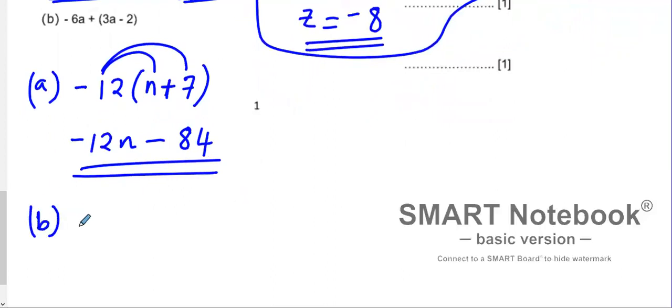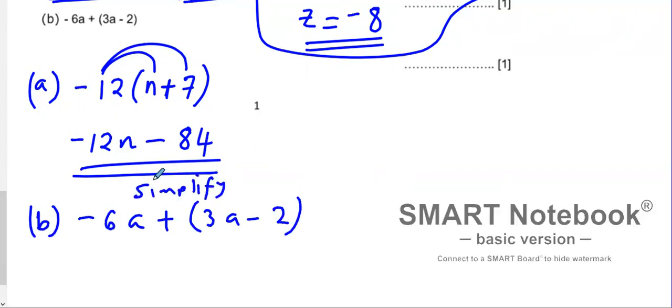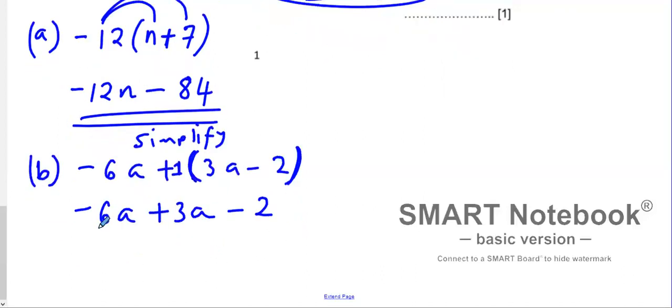Let me do B. B is negative 6a plus 3a minus 2. And the instruction is to simplify. Now, to simplify means we have to expand these brackets by keeping the positive number, but we usually keep positive 1. We usually keep 1. So this becomes negative 6a. Positive 1 times 3a will be 3a. Positive 1 times negative 2 will be negative 2. Upon collecting like terms, we end up getting negative 6a plus 3a will be negative 3a minus 2. Now, this remains the final answer because 3a minus 2, you can't further simplify it.